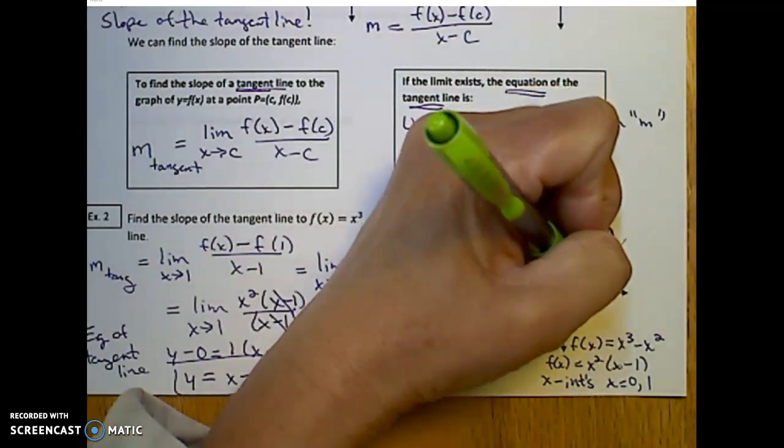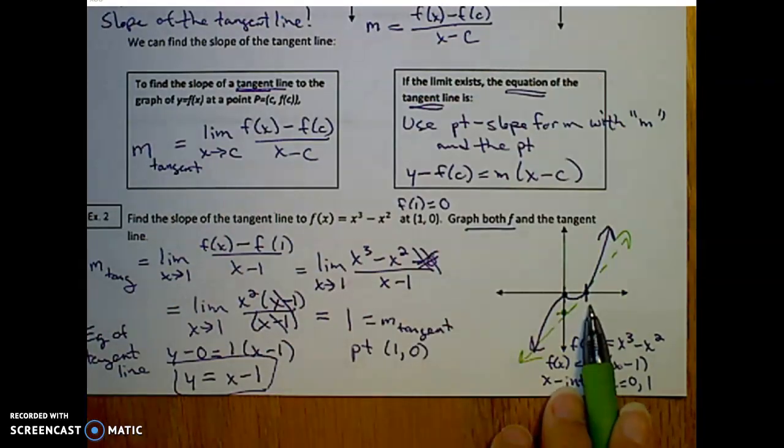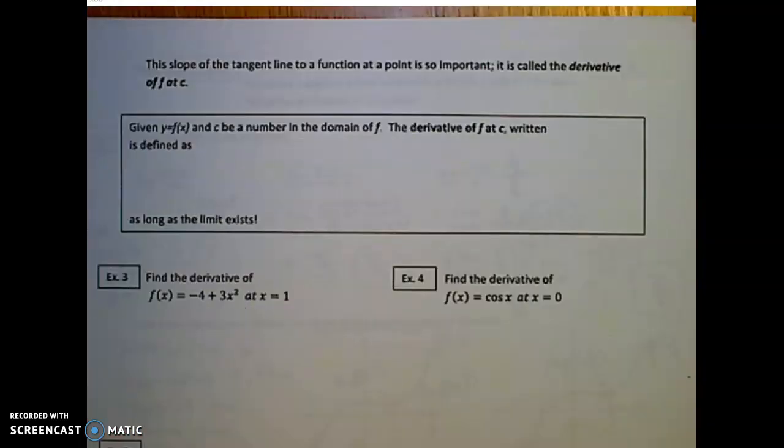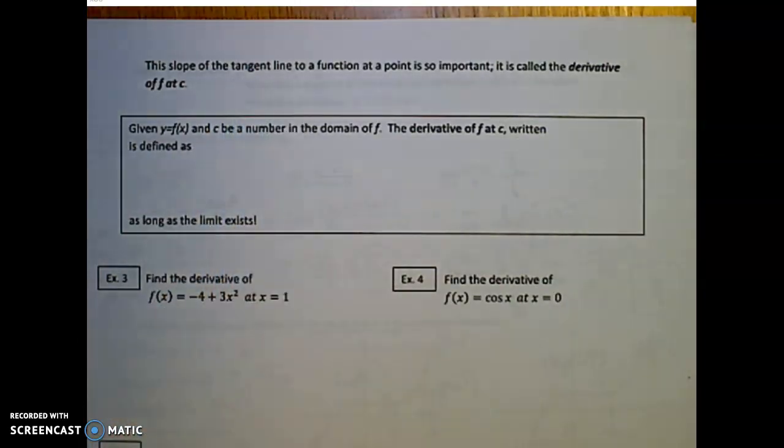And there's the equation. If you guessed the slope of the tangent line was positive, you're right. And there's the equation of that tangent line. And the slope of the tangent line at that point is 1. Alrighty, let's continue on. You may have heard this term before. The slope of a tangent line is so important, we give it a special name.